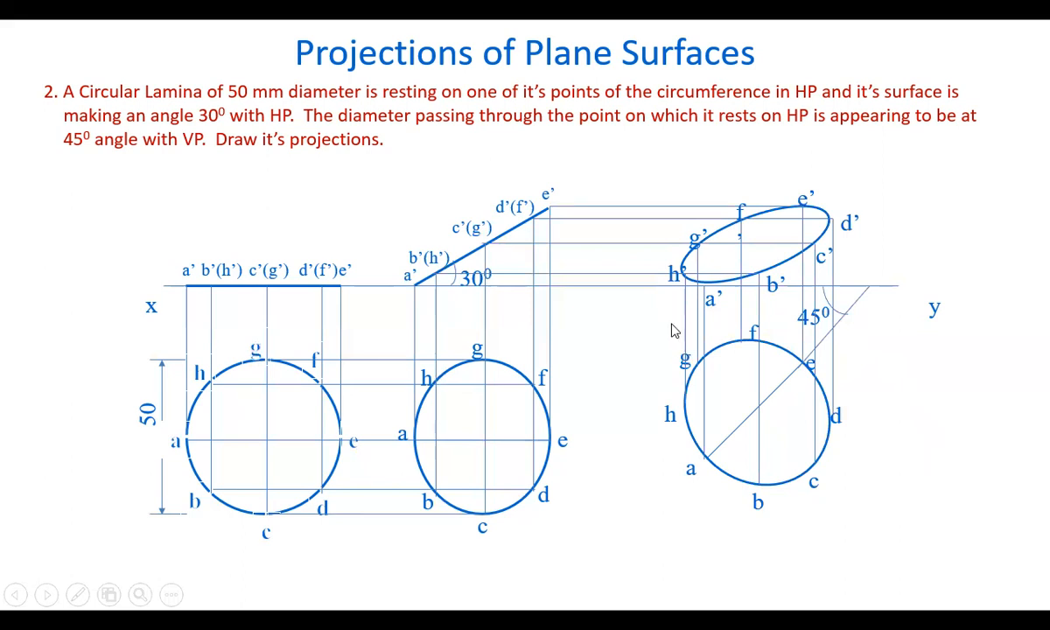Okay. So here one thing you have to observe is what is this angle, given angle with VP? When it's already making an angle with the HP, the other angle which you are showing for that particular line will be the apparent angle in the top view. So be careful in showing that. And these are the final projections of the circular lamina.